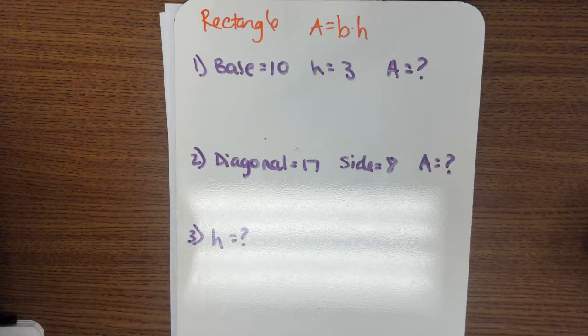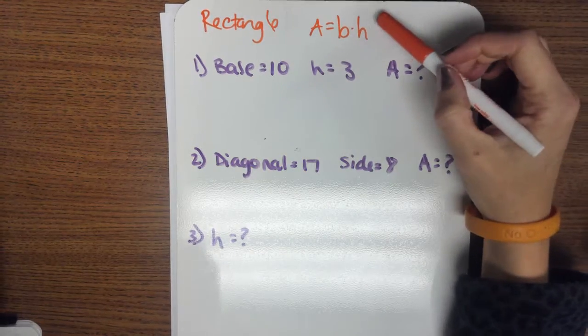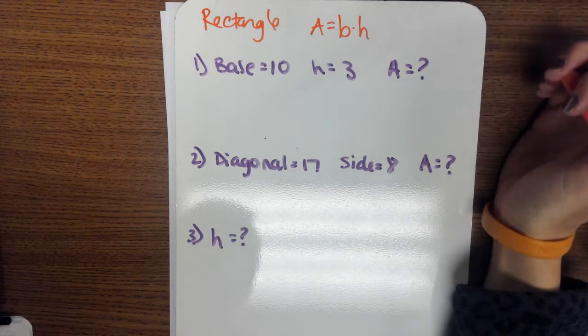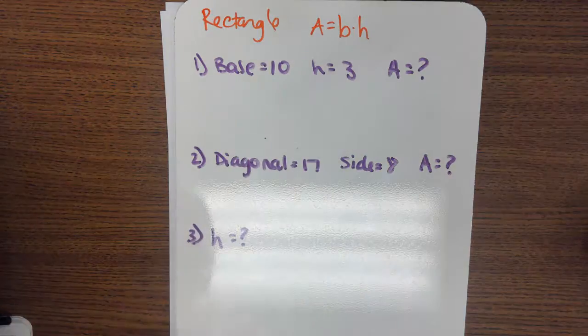Okay, so we're going to work with some rectangles. The area is base times height. We know that is different from the square because, well, I should say they have different side lengths. I've got three different types of problems here.